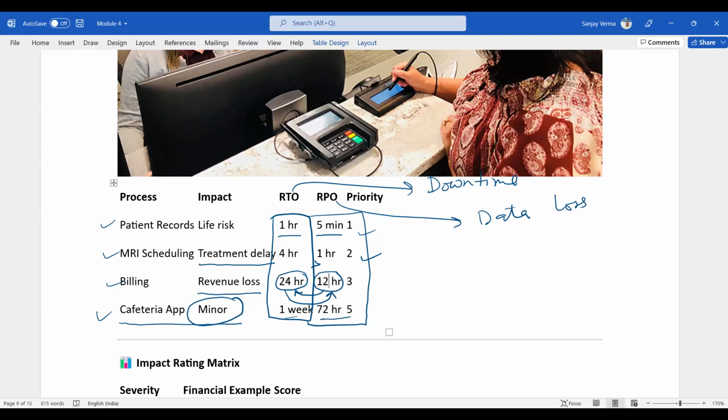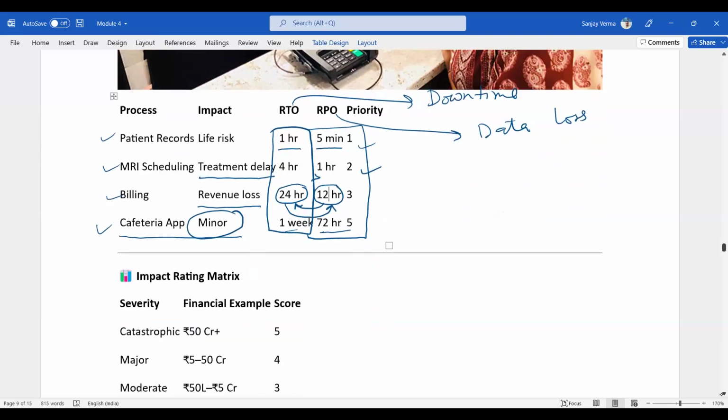And this can change according to your business priorities. If you prioritize the cafeteria, you can make this less. Then in that case, you will have to spend more. See, everybody wants to keep RTO and RPO to a minimum. But the more you make it minimum, the more money you are spending to maintain it. That is why you have to find a balance which is feasible for your business. You have to keep that and maintain it.